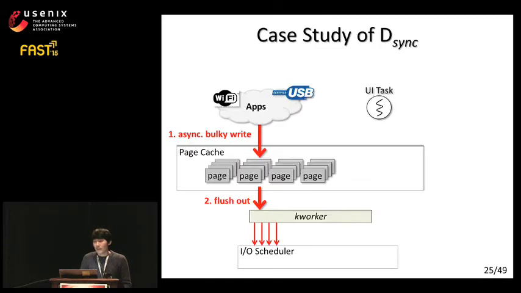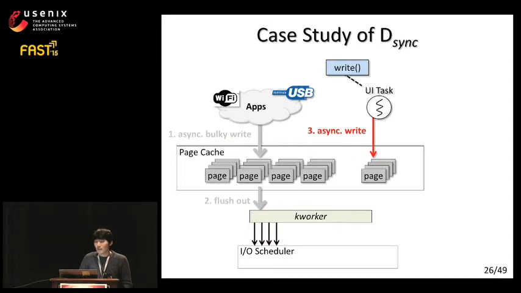However, what happens to an Fsync operation under intensive I/O pressure? Here is the same precondition. As you can imagine, a UI task uses a write system call in order to record its own data, but the dirty pages of the task are immediately flushed out as asynchronous I/O by K-worker under heavy I/O load.